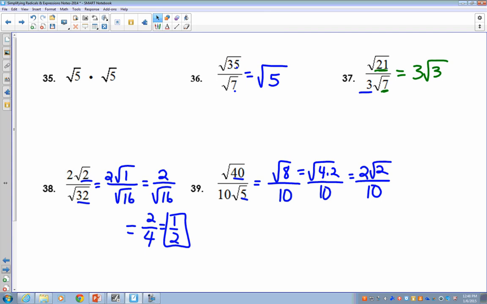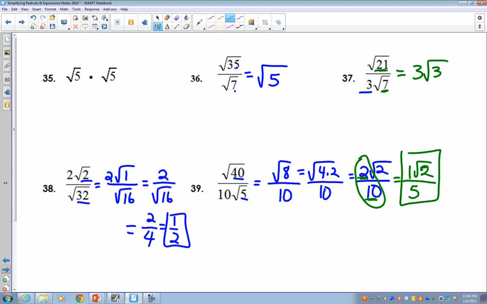Now, as soon as I bring that 2 out, this is now outside. This is an outmate, and this is also outside. So I can look at 2 over 10 as a fraction and reduce that to 1/5. This can also be written as just the square root of 2 over 5. So either way would work.